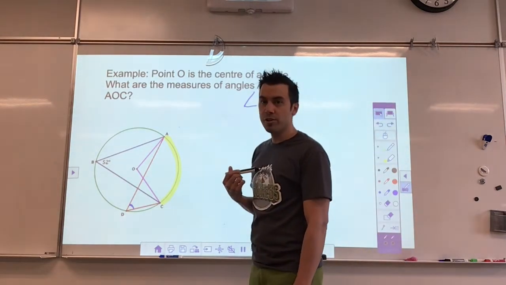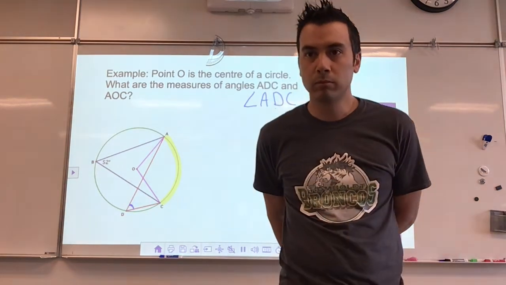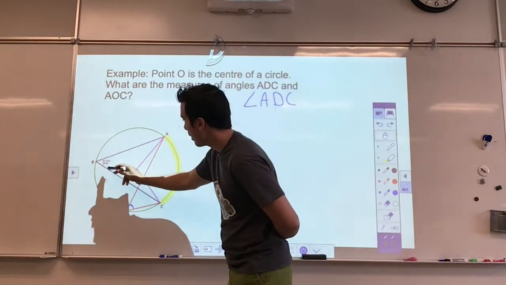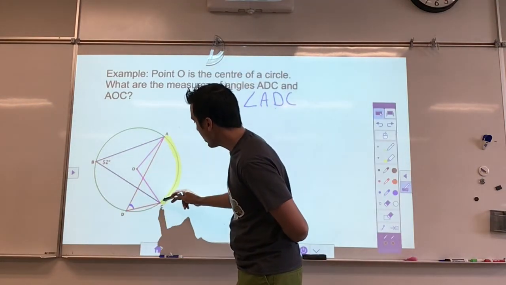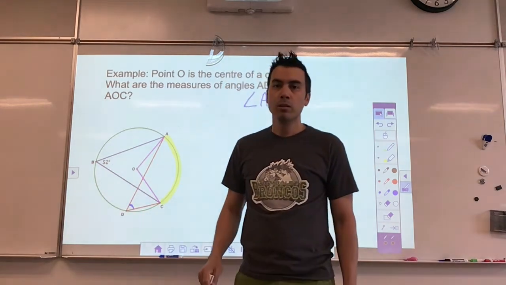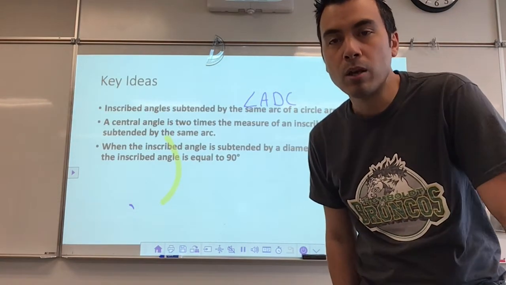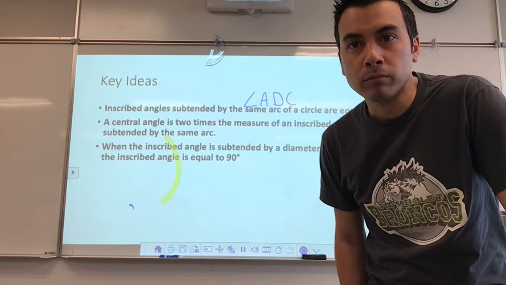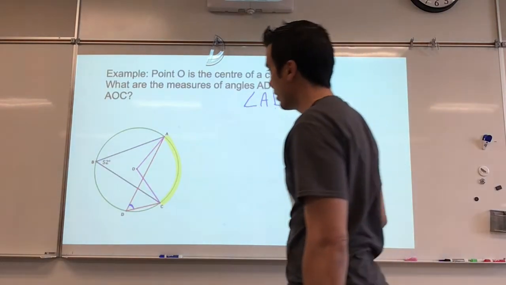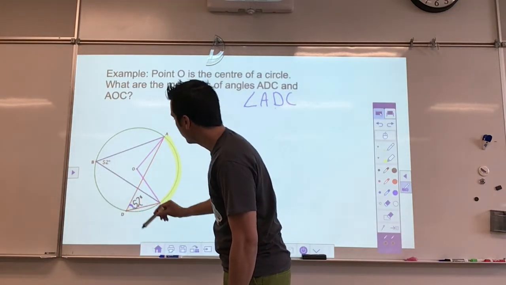So is there any other useful information on this diagram? Well, I also notice this inscribed angle with the same endpoints being subtended by the same arc, and it's 52. So I'm going to go back to my key ideas and see if there's anything that helps. Oh, the first point right there. All angles being subtended by the same arc are exactly the same. So if this is 52, this is also 52.